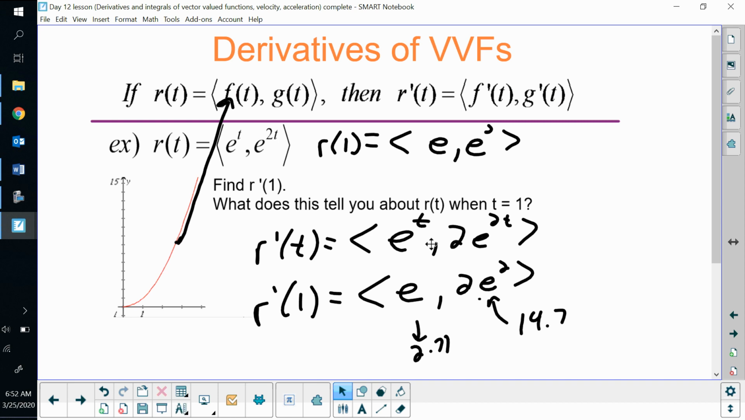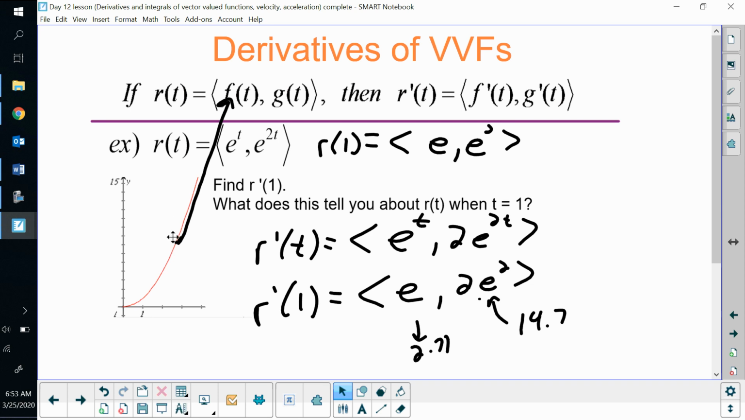Now, what is that derivative telling us? It's telling us the direction and the steepness for that derivative vector, and we can also use it to find the speed. So in this picture here, our initial position at 1, if I subbed 1 into r of t, you'd get e and e squared, and that's giving you this point right here. Well, then the derivative, if we subbed in 1, we'd get e and 2e squared. So that's about 2.71 and 14.78. So to draw in the derivative vector, we'd go 2.71 to the right and 14.7 up.